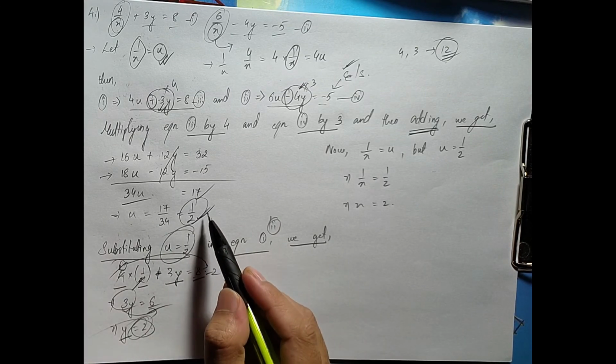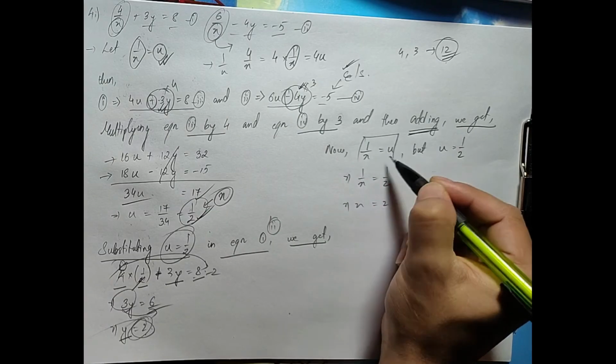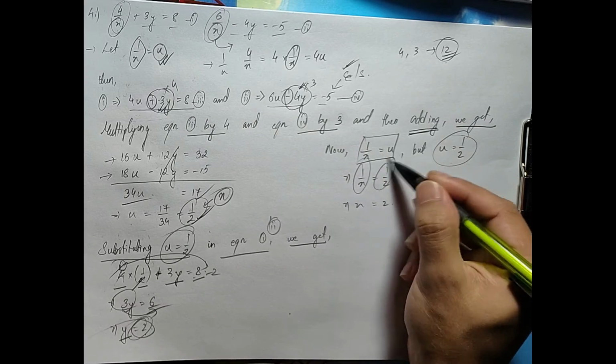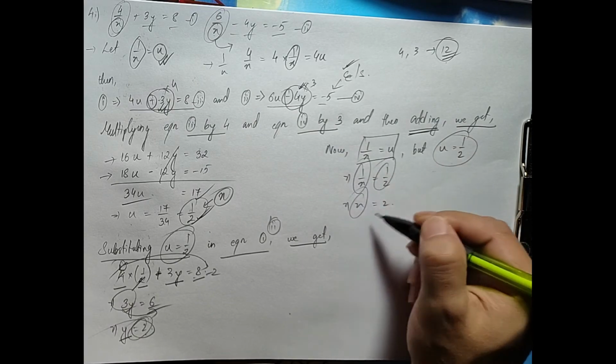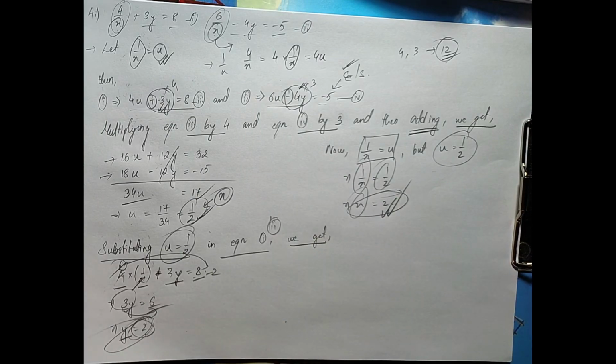But remember, we don't need to find u. We have to find x. So we know that 1 by x is equal to u, but u is equal to 1 by 2. So 1 by x is equal to 1 by 2. If you take the reciprocal, you get x is equal to 2. So we have x is equal to 2 and y is equal to 2.